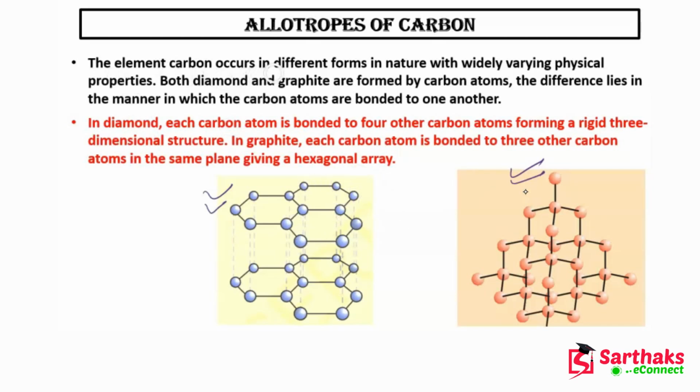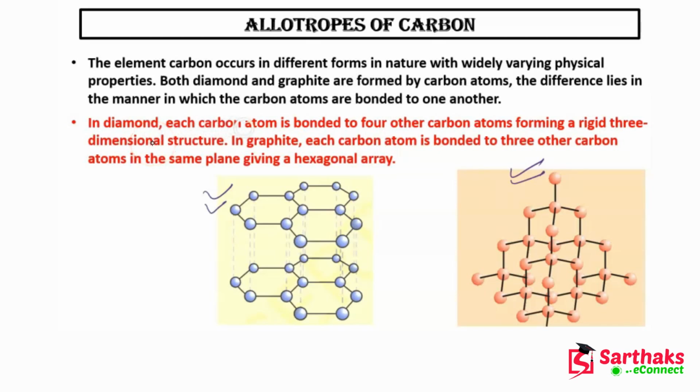The element carbon occurs in different forms in nature with widely varying physical properties. Both diamond and graphite are formed by carbon atoms. The difference lies in the manner in which the carbon atoms are bonded to one another. So, guys, they both are made up of carbon, but due to the difference in bonding, they have different properties. This is known as allotropes of carbon.